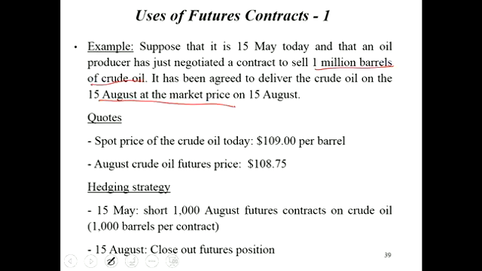Now, the producer may well want to hedge this because they've got their costs of production between now and the 15th of August. So there's our price today, 109. Actually, that doesn't make any difference to us, because when we enter into the futures price, man, these are old numbers. Oil doesn't cost us much anymore. But anyway, in the olden days, $108.75 per barrel. That's what your futures price is.